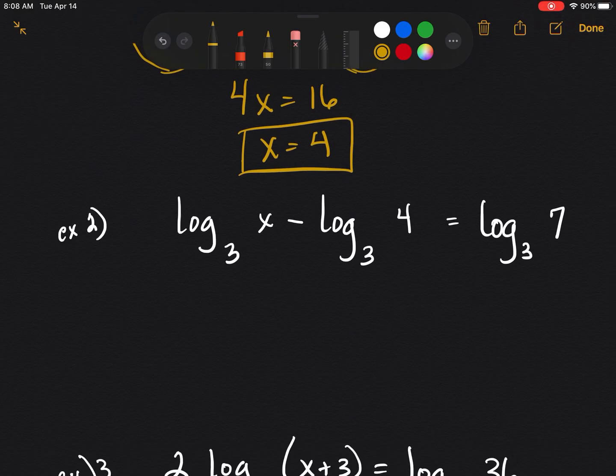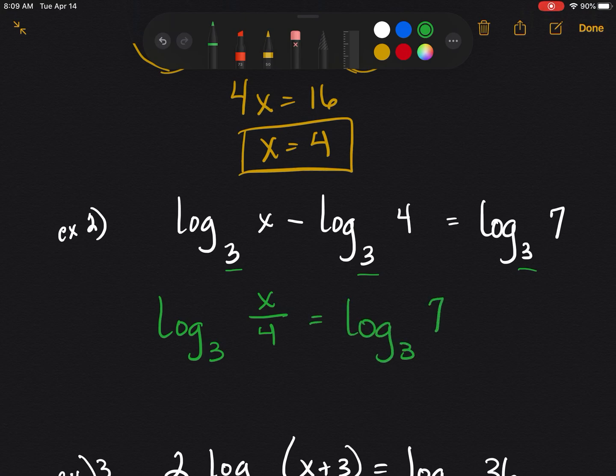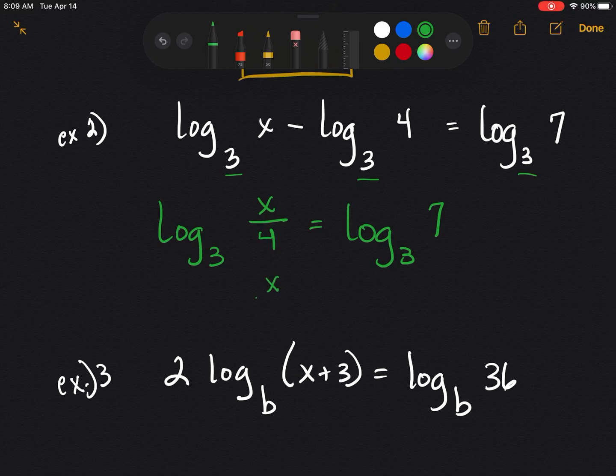Same situation here. We have the same base. However, we need to deal with the x and the 4, and we're subtracting, and therefore this actually works out to be log base 3 of x over 4, because we divide, equals log base 3 of 7. And then we can set them equal to each other, essentially cancel those out and solve. We would multiply both sides by 4, and we would get x equals 28.